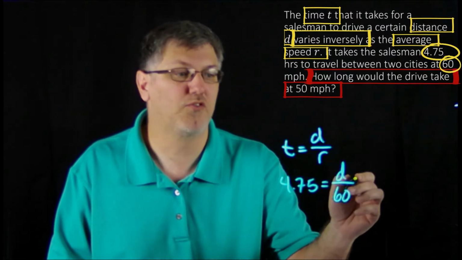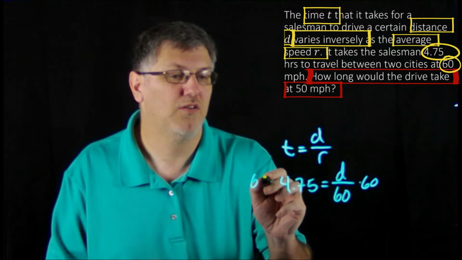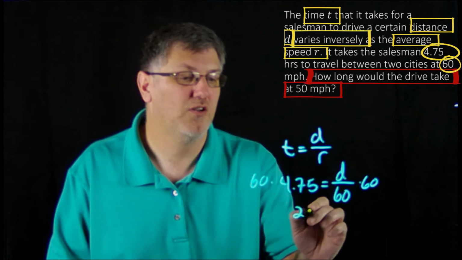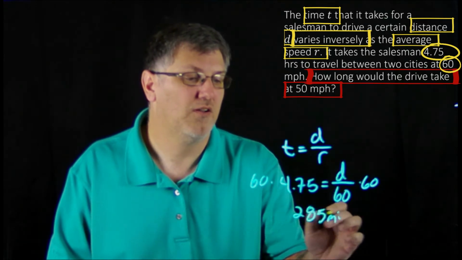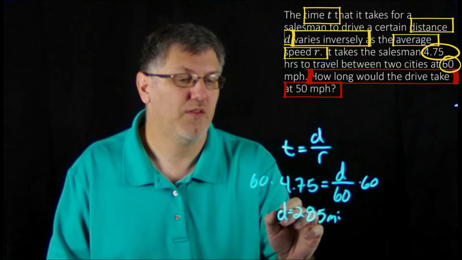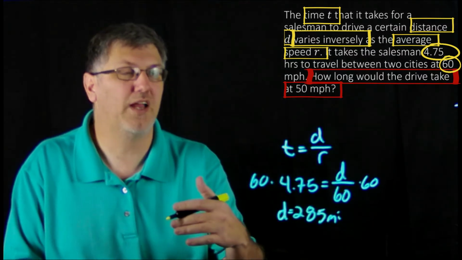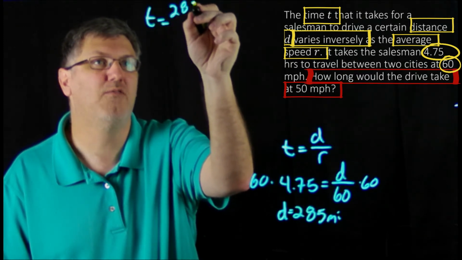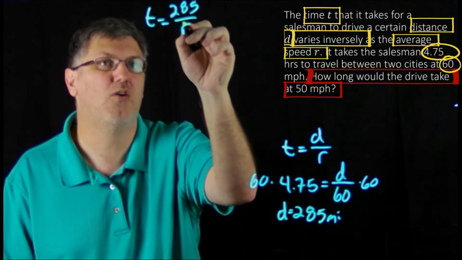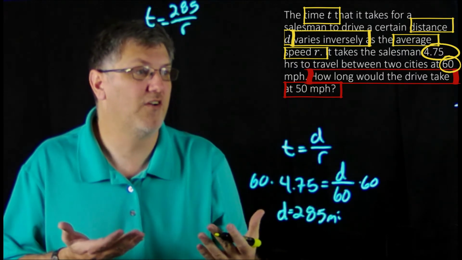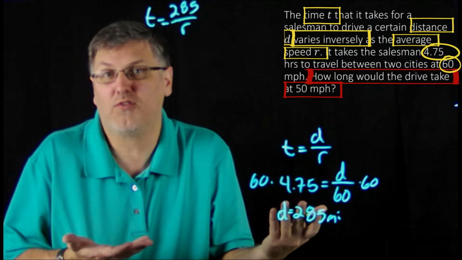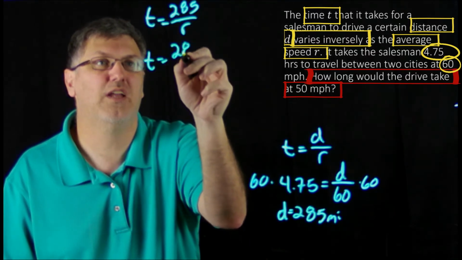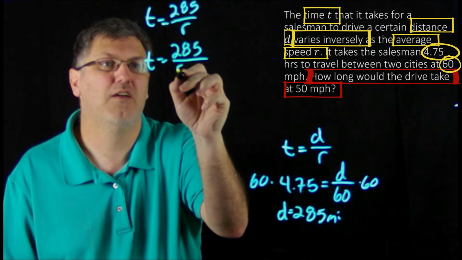Here we're going to multiply both sides by 60. And we're going to find that d is 285 miles. That is my d. Now that we know what our d is, we can actually rewrite our formula as time equals 285 over my average speed r. And then the question itself asks, how long is it going to take if the driver drives 50 miles an hour? Well, that's my r. So I'm simply going to do t equals 285 divided by 50.